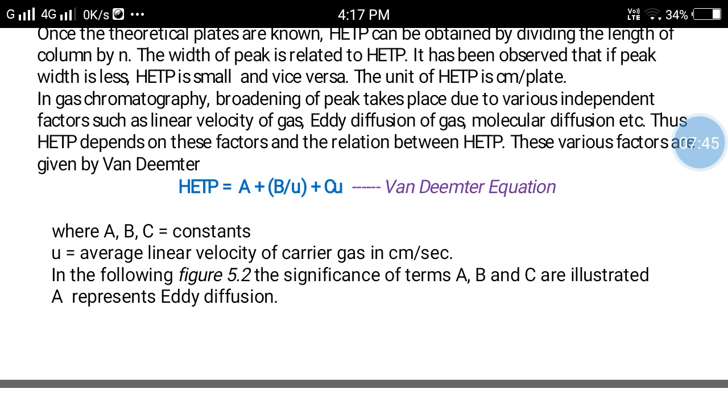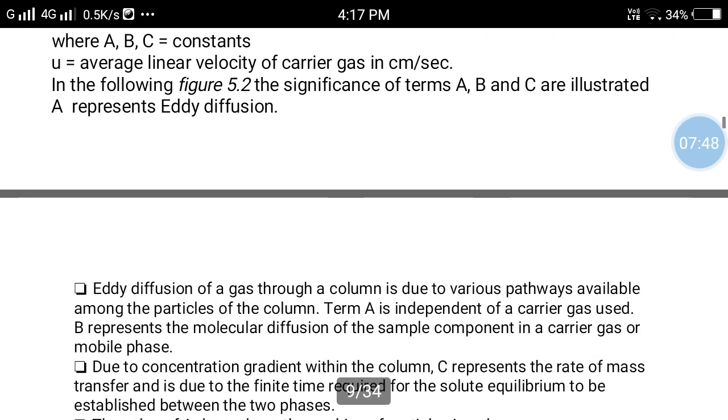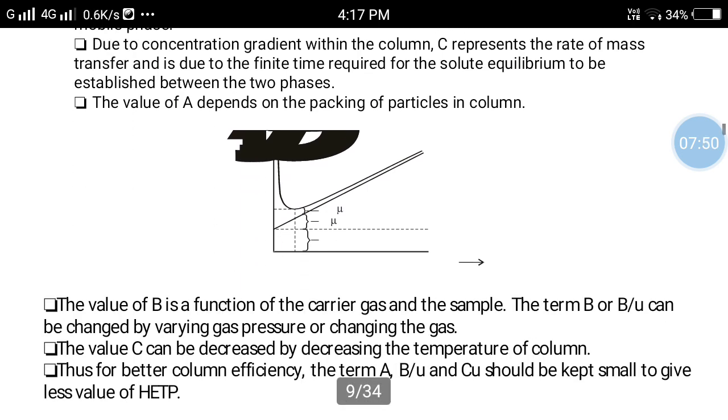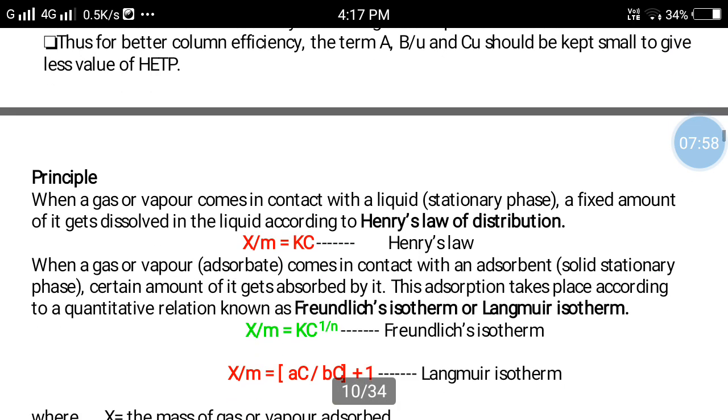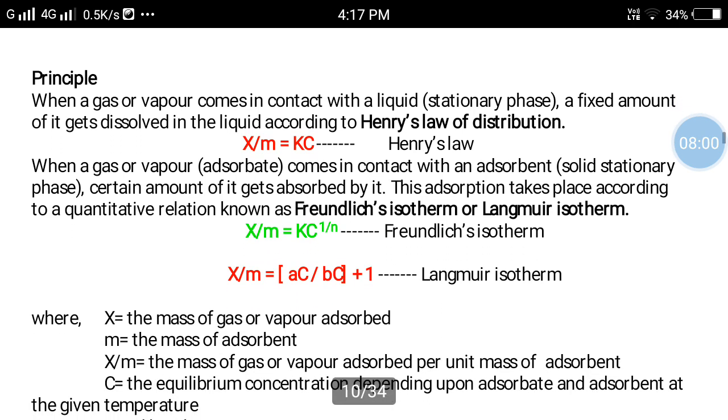So, as illustrated in the figure, the value of A depends on the packing of the particle in the column. Here we have seen the principle of gas chromatography. This principle mainly depends upon three laws. First, Henry's law; second, Freundlich's isotherm; and third, the Langmuir isotherm.